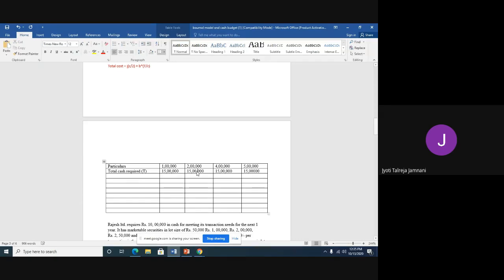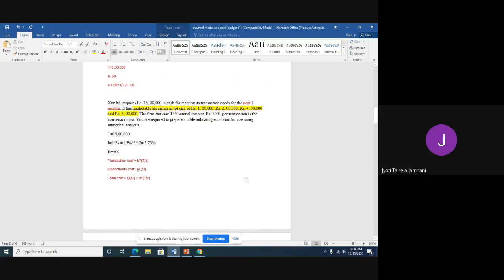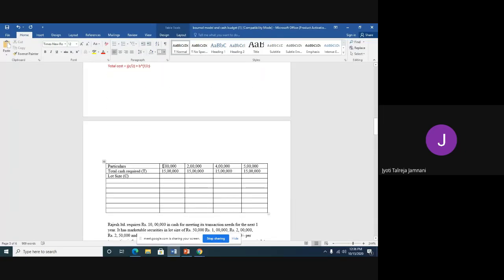Now I want the value of C so that I can do T by C and find the number of transactions. So here I will write the value of C. What is the value of C? C is nothing but the lot size that is given in the problem. And what is the lot size given? The lot size given is 1 lakh, 2 lakh, 4 lakh and 5 lakh. So this lot size we will take as the C value. So we copy the lot size, and we take it as the C value.